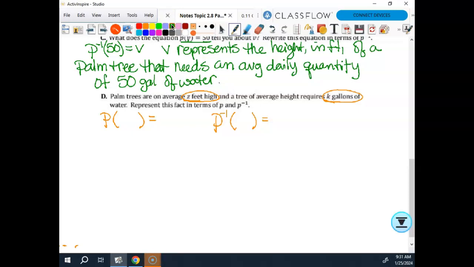P of, are we taking the P of the height or of the gallons? The height. And height is represented by what variable? Z. So P of Z is equal to what? K. So that means P inverse of what? K equals Z. Okay, you're just undoing it. We good with that? What questions you got? Anything? Awesome.